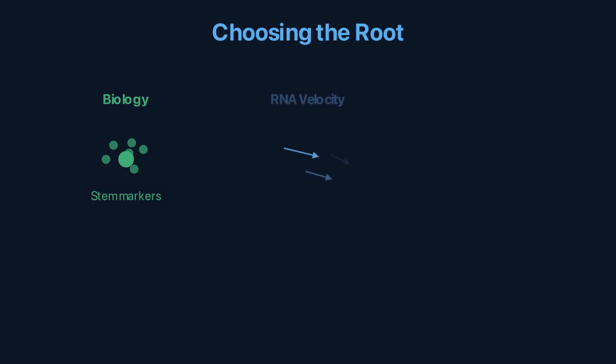Every pseudotime method needs a starting point. Where is the source of the river? If you know biology, the cluster expressing known stem cell markers is the root. If you don't, RNA velocity can infer directionality. Cells with positive velocity for differentiation genes are moving forward.